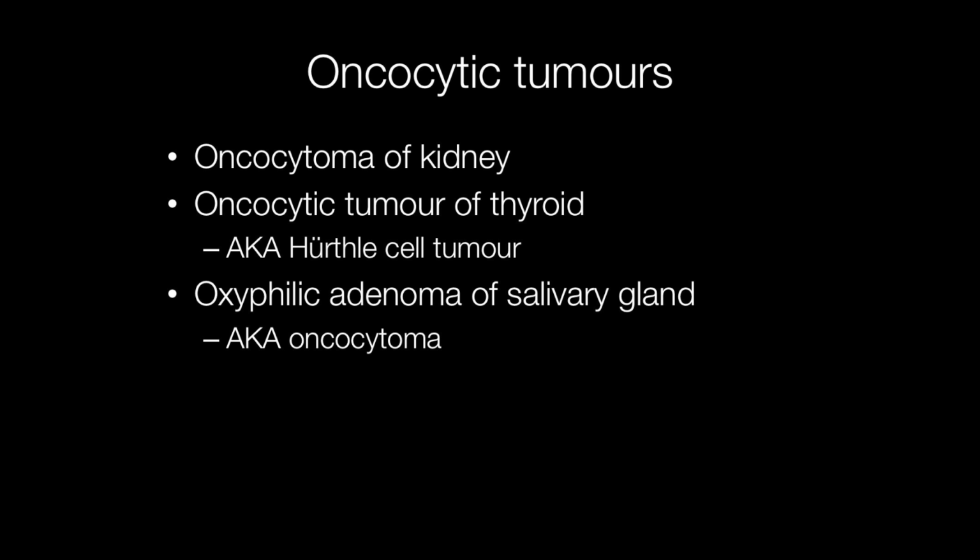Perhaps the most well-known oncocytic tumour is the oncocytoma of the kidney. Other oncocytic tumours include the Hurthle cell tumour of the thyroid and the oxyphilic adenoma of salivary gland, also known as oncocytoma, but unrelated to renal oncocytoma.